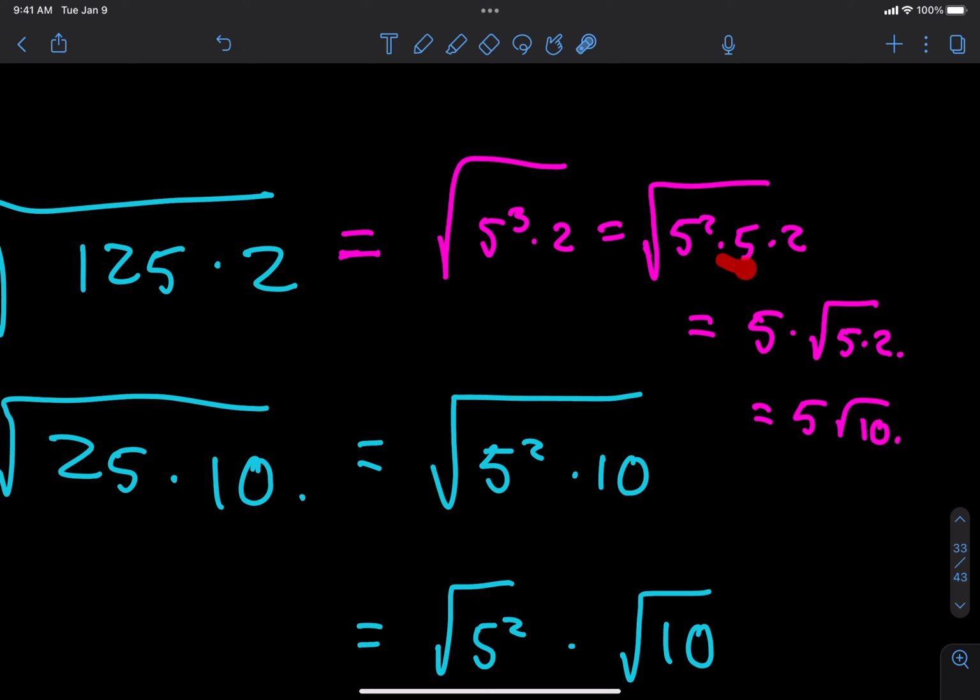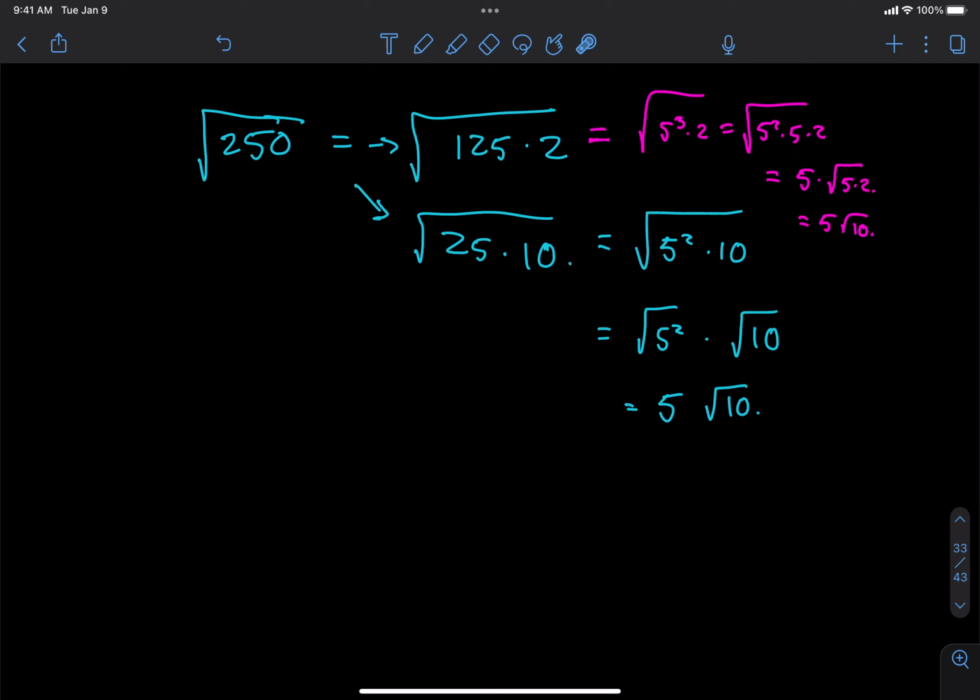The reason we know we can't pull anything else out of something like the square root of 10 is because the 10 is a product of primes. So there's no square factors of 10. Okay, how do you feel about that? Any questions on that one?